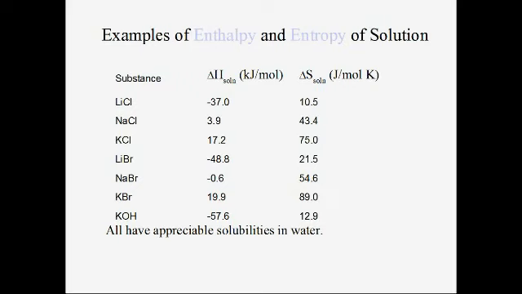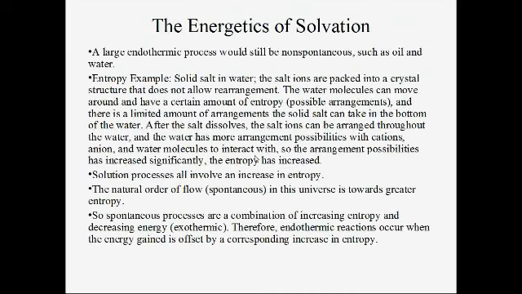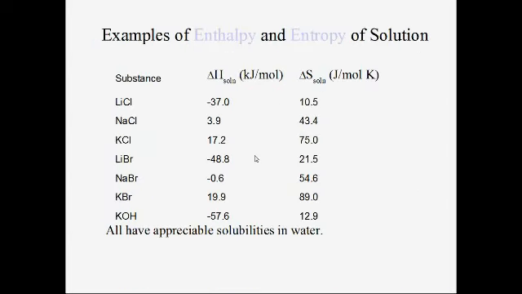So we have some examples of some soluble substances in water. Their enthalpy of solution, the delta H, and their entropy of solution, the delta S. The entropy is always positive, but the enthalpy of solution can vary between positive and negative. And as we see here, we're likely to have more large negative or exothermic quantities than we are positive endothermic quantities.